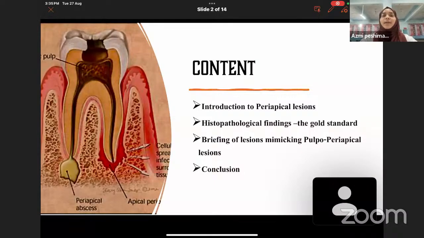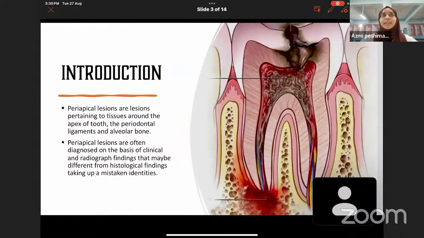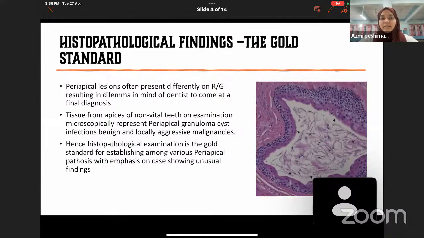As we are aware, periapical lesions are lesions pertaining to tissues around the apex of the tooth: the periodontal ligament and the alveolus. Periapical lesions are often diagnosed on the basis of clinical and radiographic findings, which may differ from histological findings, resulting in mistaken identity. Histological findings are the gold standard.